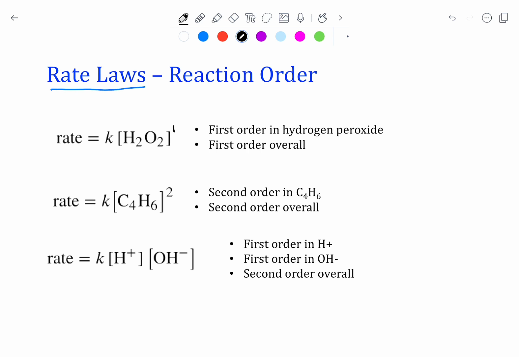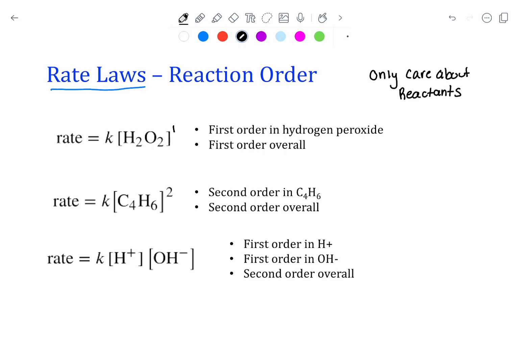There's no other reactants present in that rate law, so we know that the only reactant that is contributing to the rate is going to be the hydrogen peroxide. And again, we're only looking at reactants. Our next rate law is rate is equal to k times the concentration of C4H6 raised to the 2.